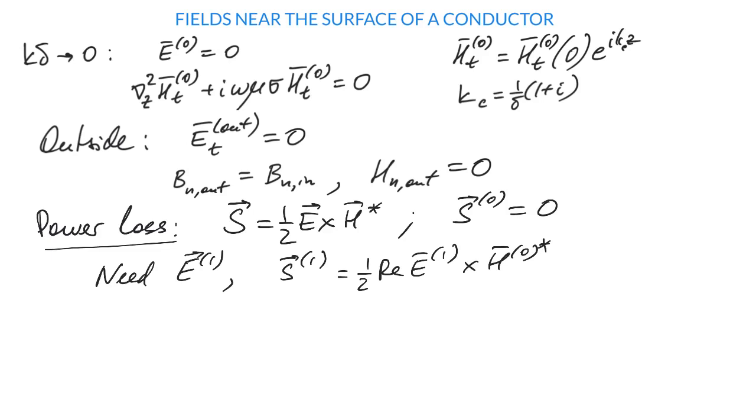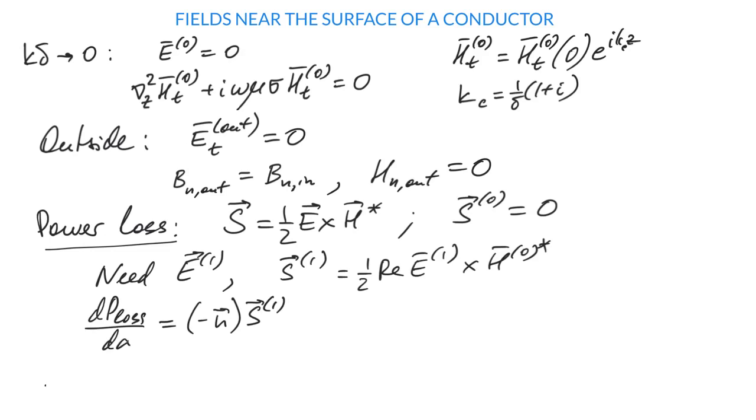Now this S1 will give the Poynting vector, and the actual power loss, we can call it dP loss by dA, will be given by the projection of the Poynting vector onto the surface normal. So if the external normal to the metal is N, then you just dot it with S. And the leading order in the power loss will be given by S1, the first order of the Poynting vector. To find the first order in the electric field, we can come back to one of the Maxwell's equations.